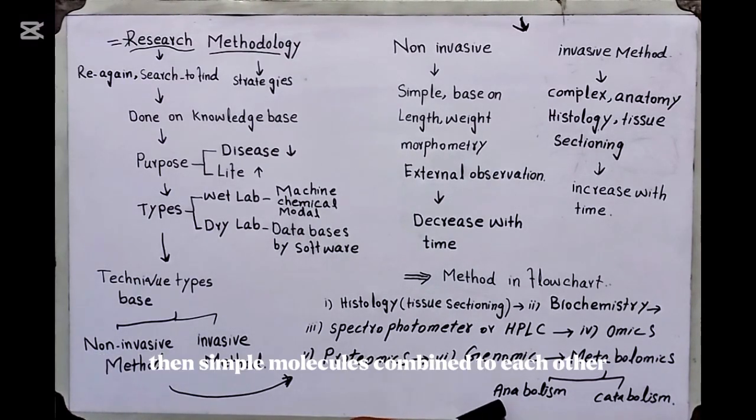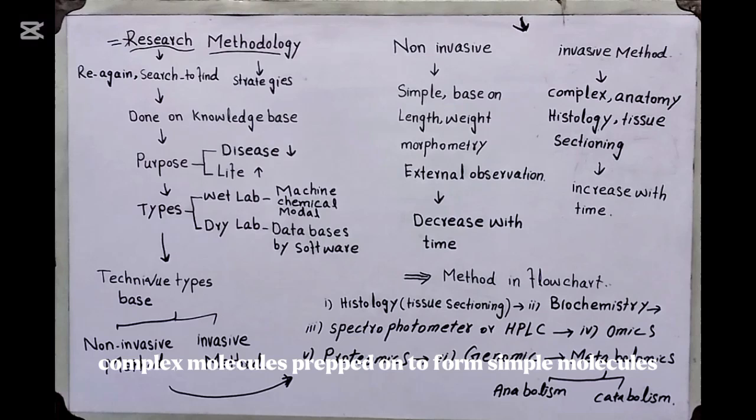Anabolism is when simple molecules combine with each other to make complex molecules. In catabolism, complex molecules break down to form simple molecules. So this was the concept about research methodology.